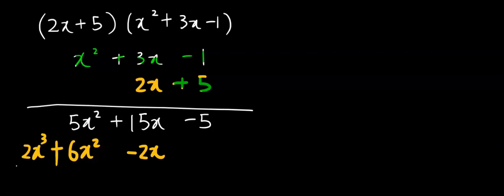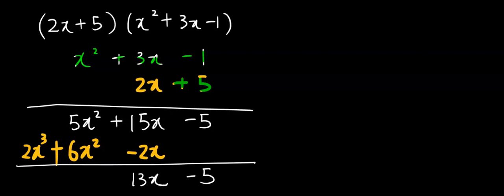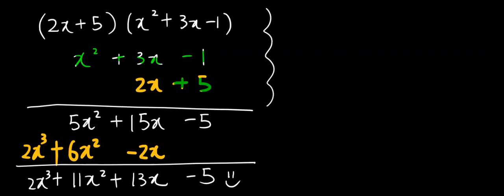Now, we can add it. We're almost done. Drop down negative 5. 15 minus 2, 13x. 5x squared plus 6x squared, 11x squared. Drop down 2x to the third power. We are done here. Now, what is the next method? I'm going to copy down, show you the next method how to solve this. You can still use distributive.